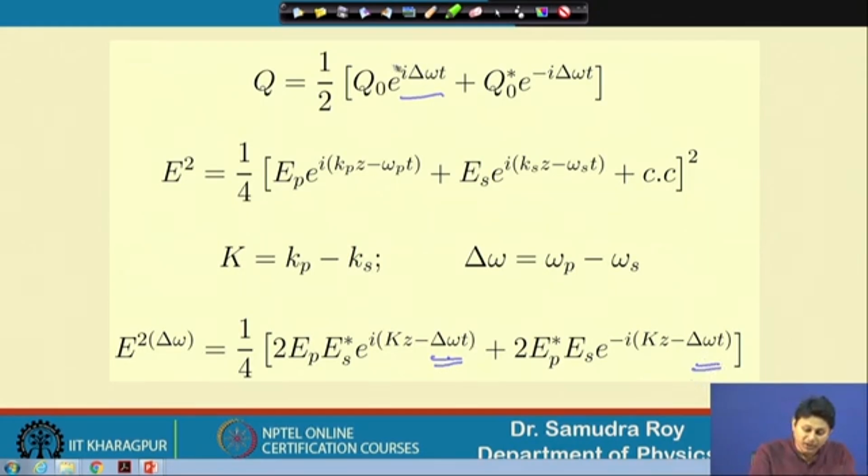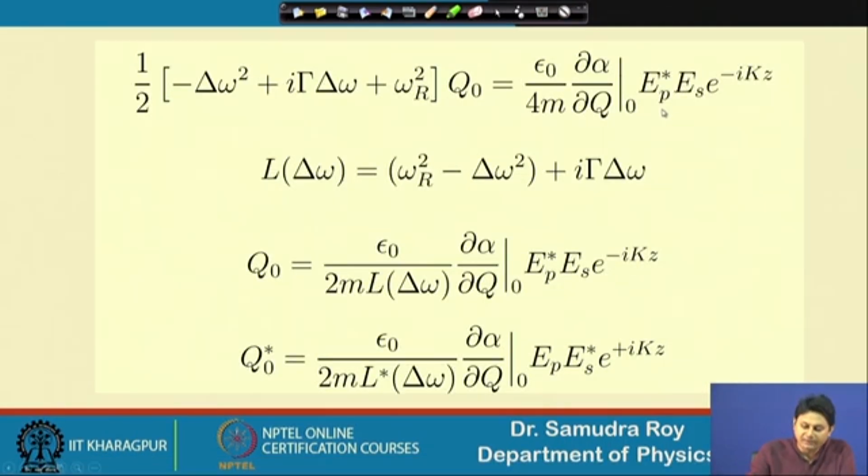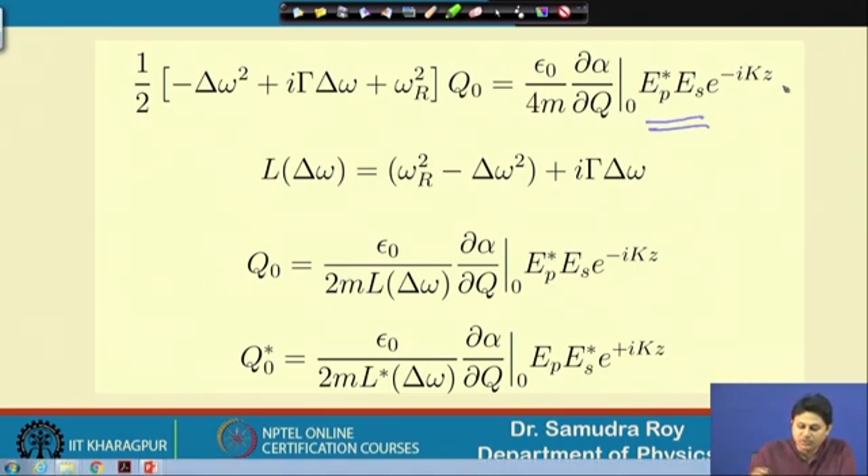So, if I want to find out q0, then I need to write this frequency component both the side. When I write this frequency component both the side, this term will appear, 2 E p star E s. If I look very carefully in this equation, here we have this term E p star E s, because we are using that form e to the power i delta k delta omega t. So, q0 I will figure out.